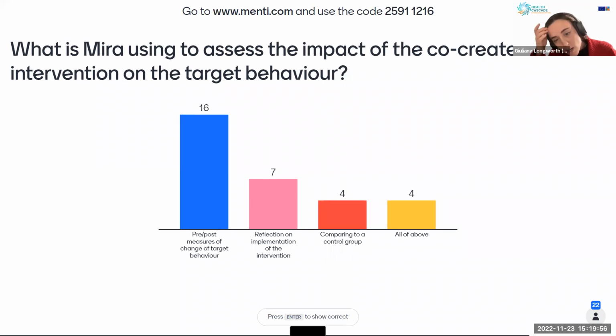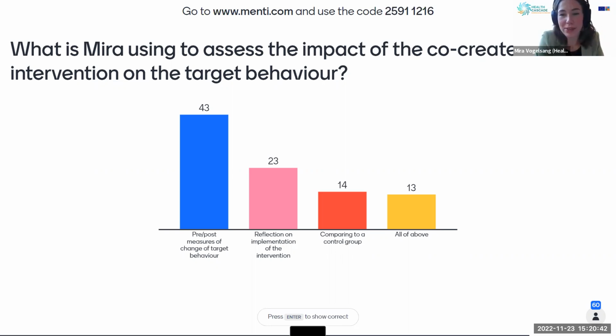So I see a lot of you are choosing measures of change of target behavior, reflection on implementation of the intervention. Some think Mira is comparing to a control group. And there's also a mention of all the above. I'll leave it a few extra seconds before we ask Mira what she's planning for her impact evaluation. So yeah, we have a clear, higher answer. Is this, Mira, what you're planning for your impact evaluation?